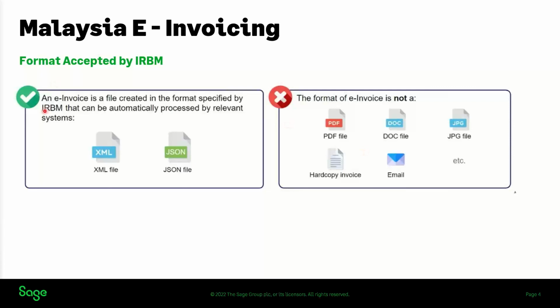I will show you how, using the Sage 300 API, the invoice that you have generated in Sage 300 will be converted into an XML file or JSON file. We will see this when we come to the workflow process.